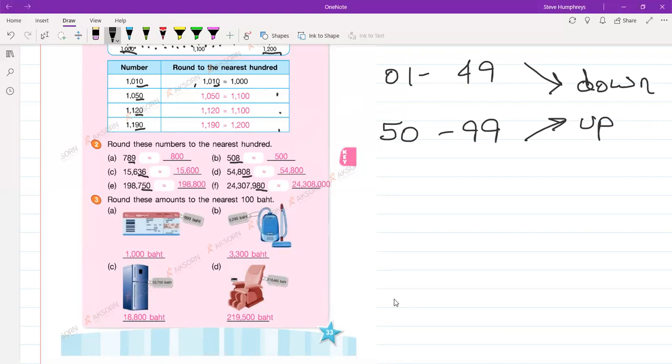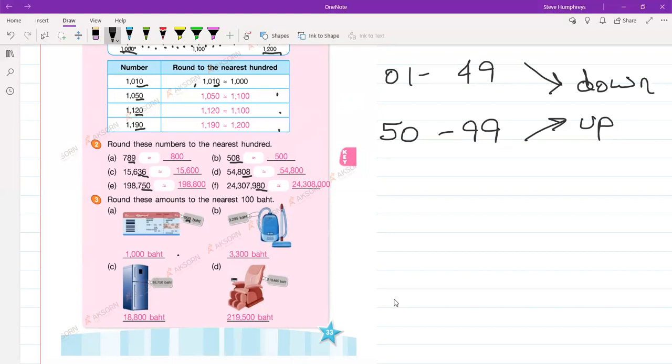Okay, and now we're looking at some different objects. And we're going to round these amounts to the nearest baht. Sorry, to the nearest 100 baht. Okay, first is an airline ticket. And its value is 999 baht. Look at the last 2 digits. Decide if you're going to round up or round down to the nearest multiple of 100. And write baht in your answer.